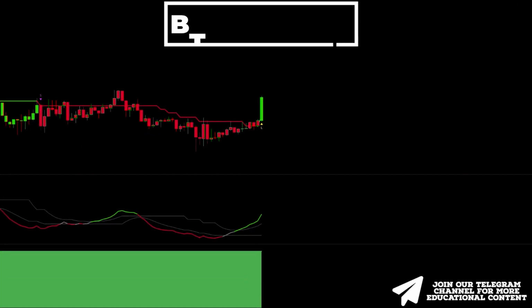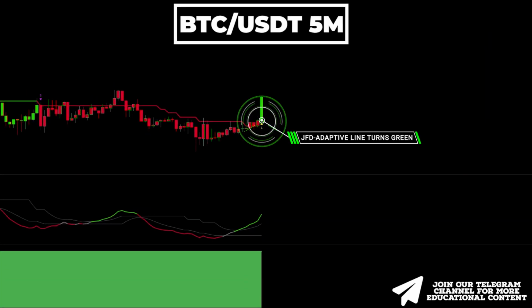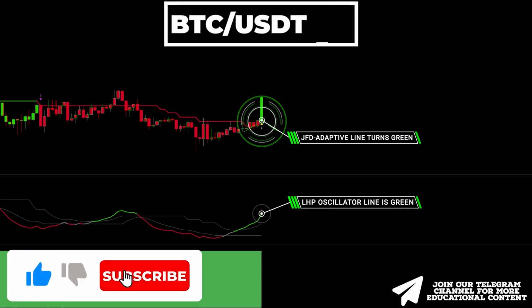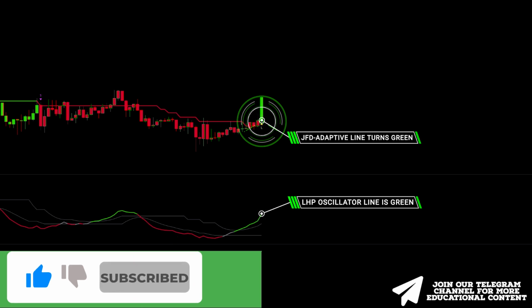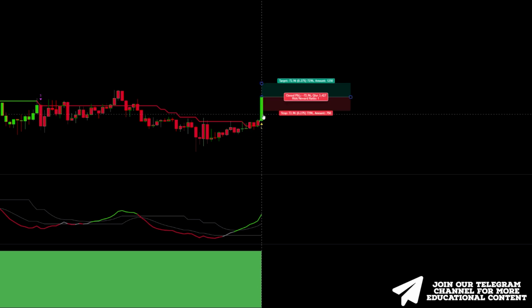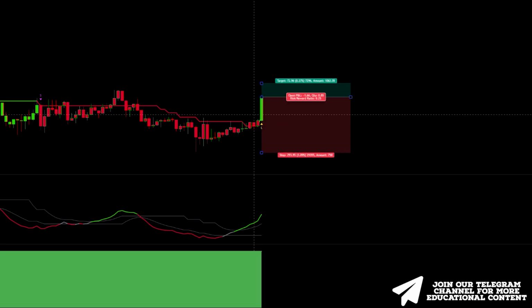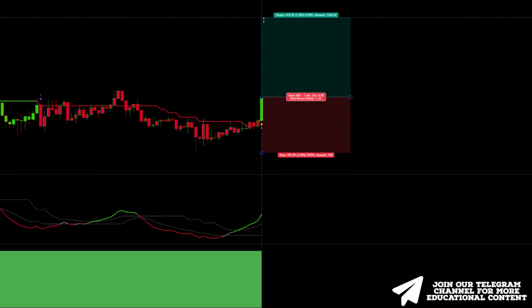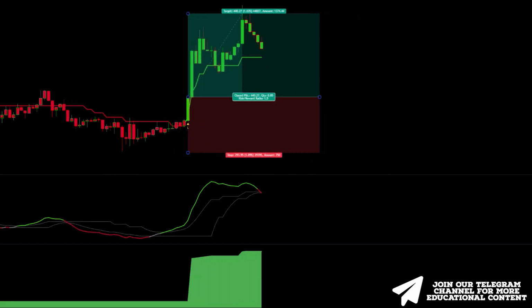As can be seen, the JFD adaptive turns green right here, so that we have a buy signal. Next, the Lyapunov Hodrick-Prescott oscillator line also has a green color. Finally, the RSI Past area is colored green. We enter here and set stop loss below the recent low while targeting a 1.5-for-1 risk-to-reward ratio. Bingo, the price successfully hits our take profit.